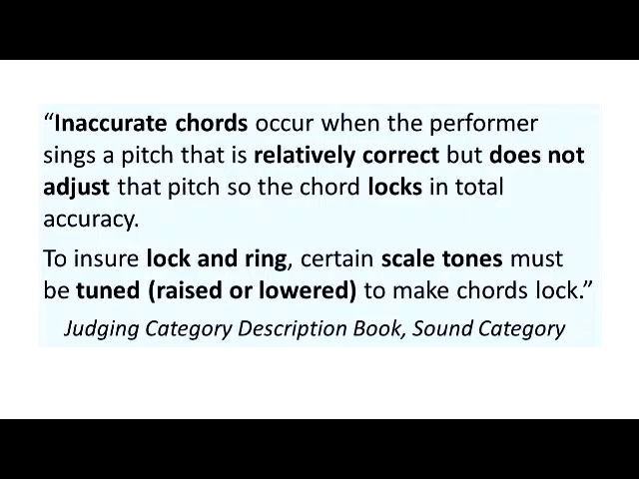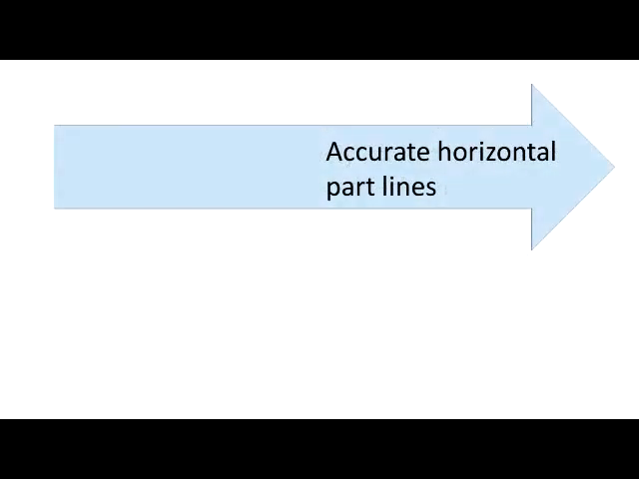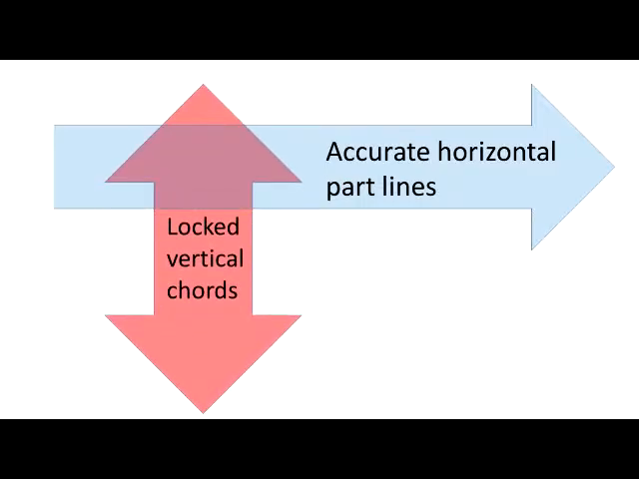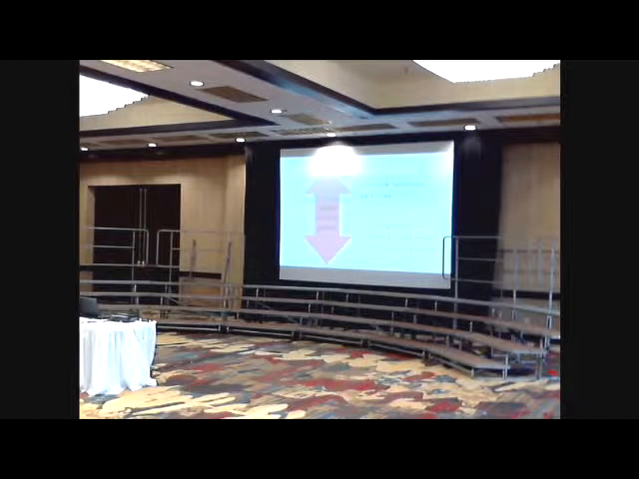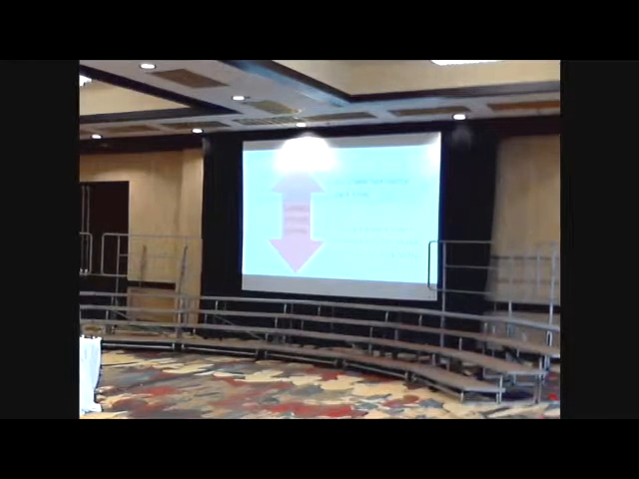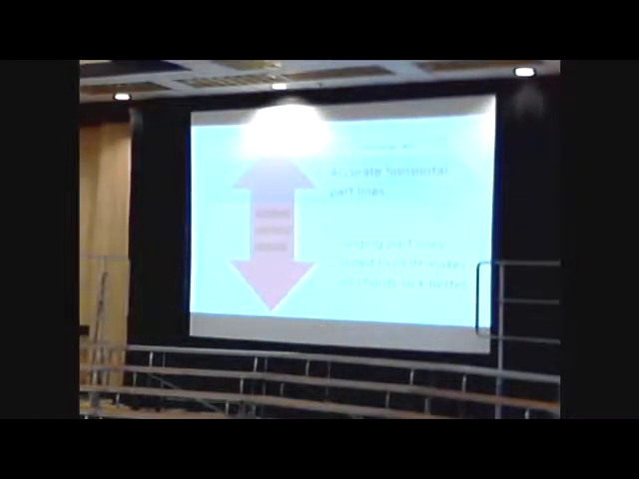So let's just review for a second. You've got to sing an accurate horizontal line. You've got to know your notes. When you do that, the chords are going to lock, we hope. But the locking of the chords is vertical. So singing your horizontal part lines, singing part lines tuned to do, makes all chords lock better. I want you to believe me on this, and we're going to prove it for ourselves. Singing the accurate horizontal part lines, that's your job as an individual.